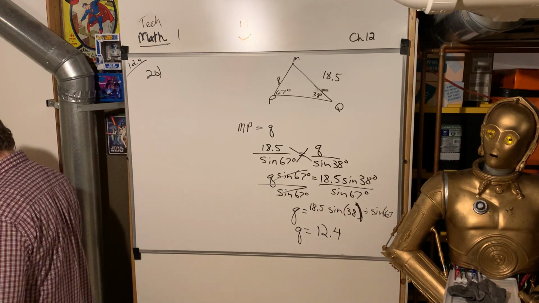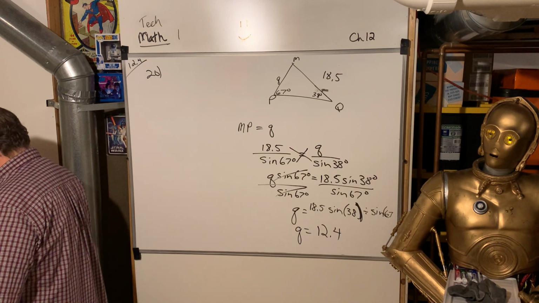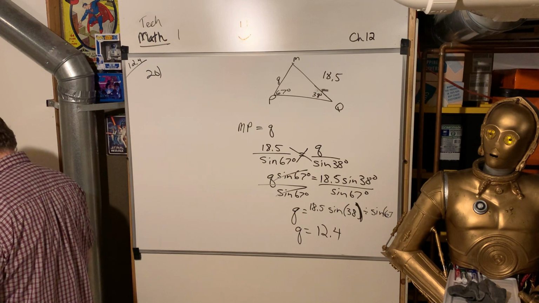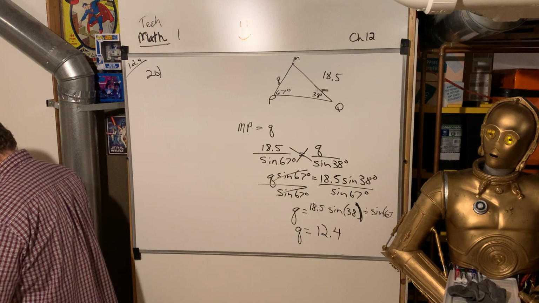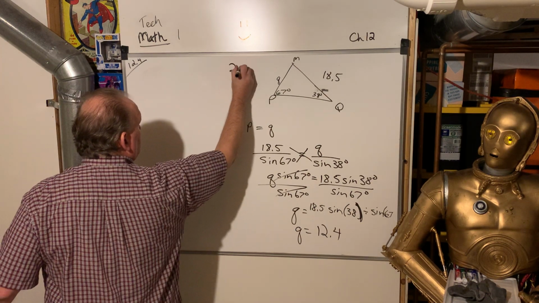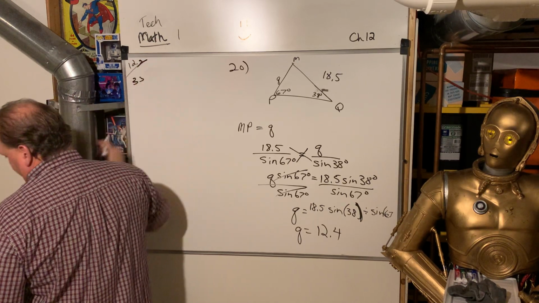Okay, let's look at 12.5, using the law of sines to find missing angles. So it's the same thing. Let's do 33. That was 20. Let's do 33. That's on 12.5.